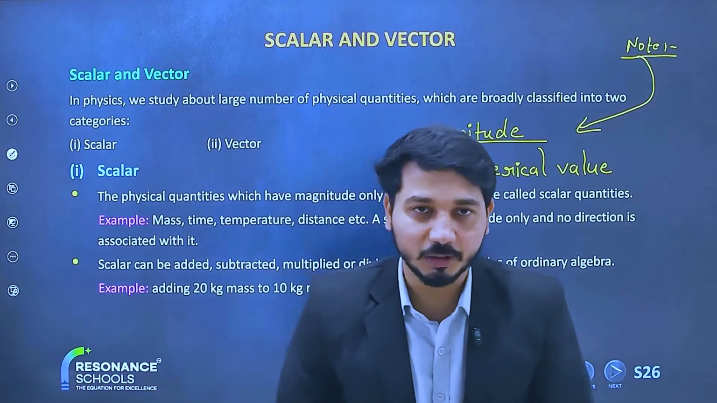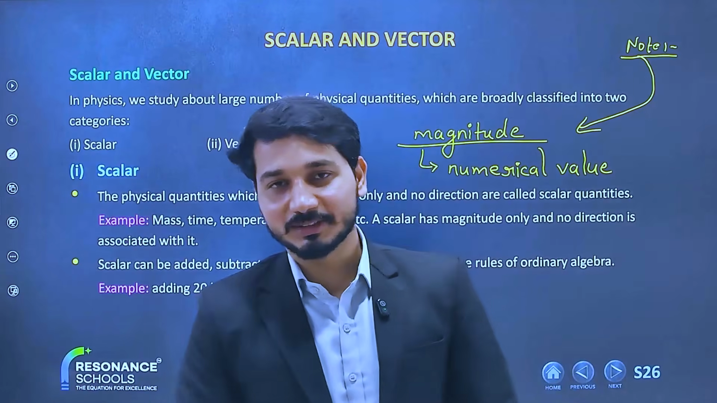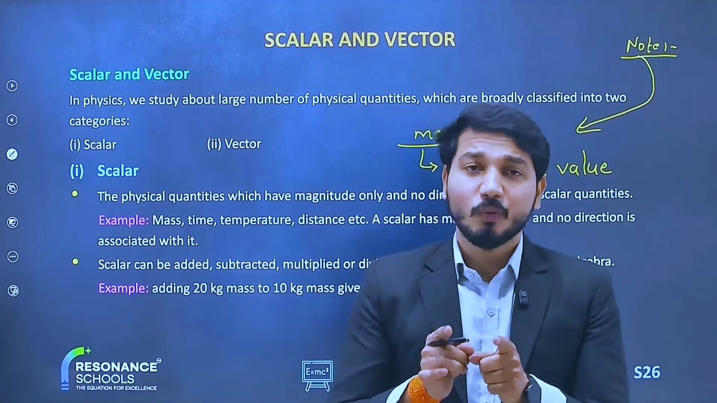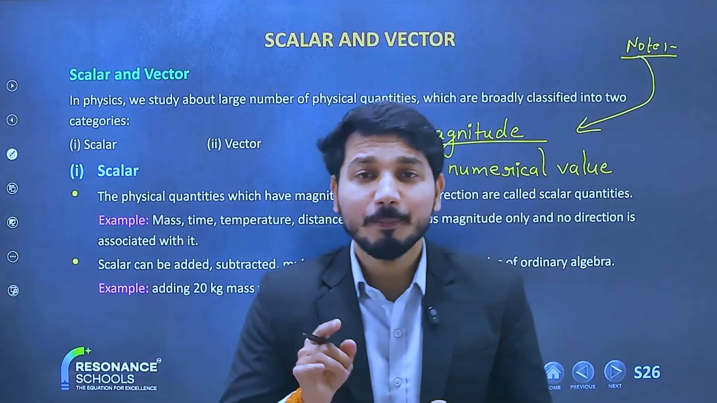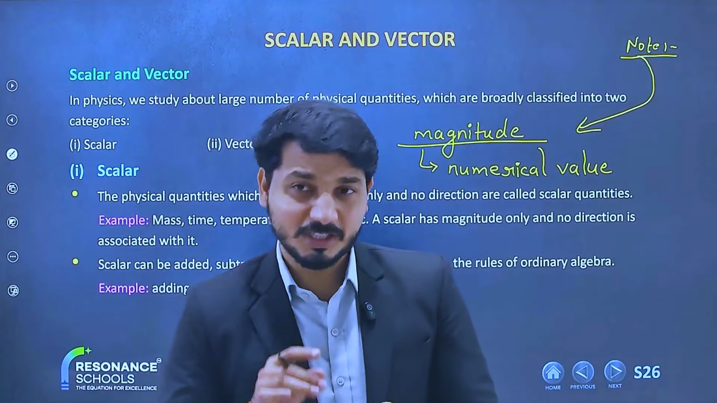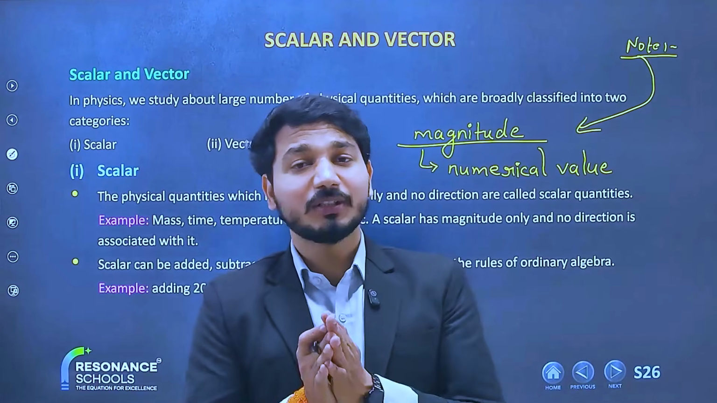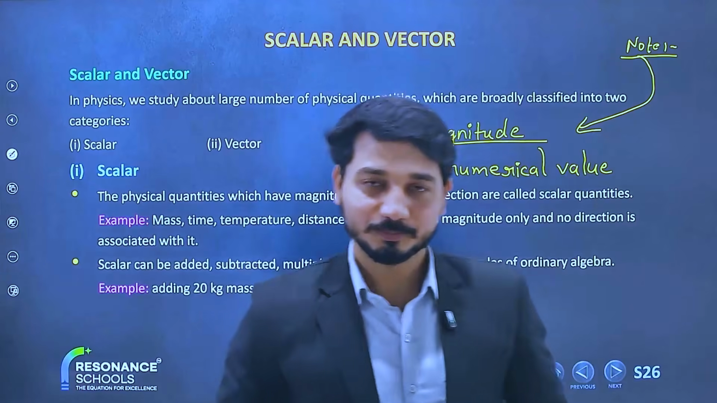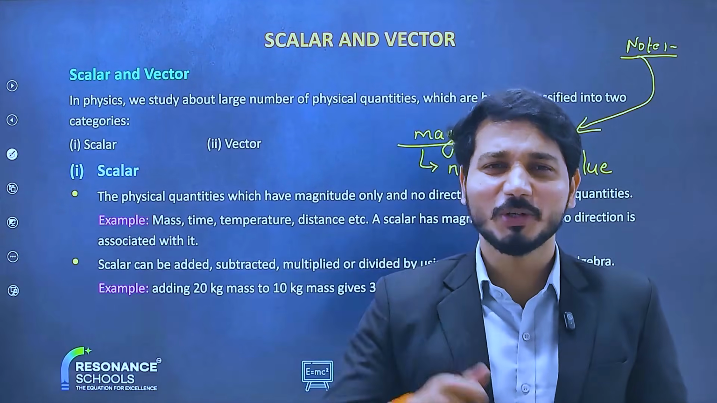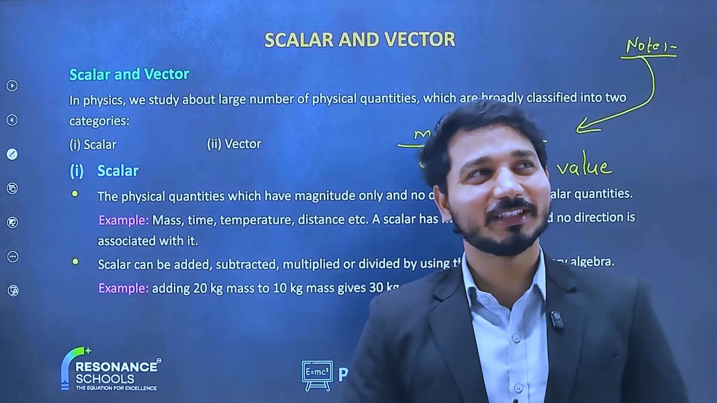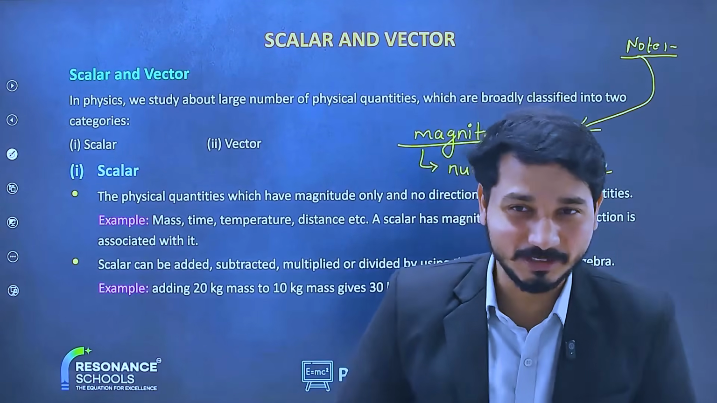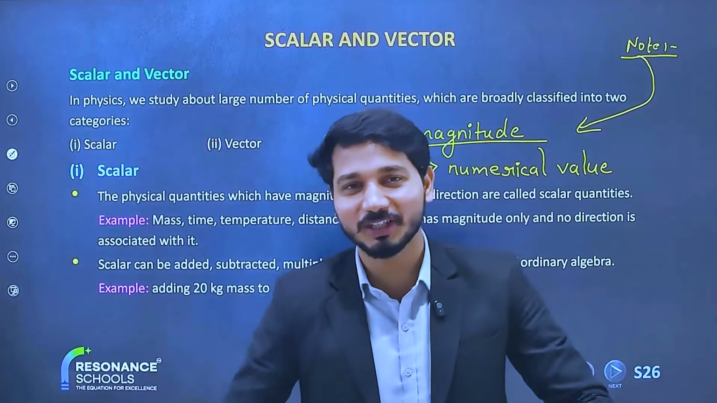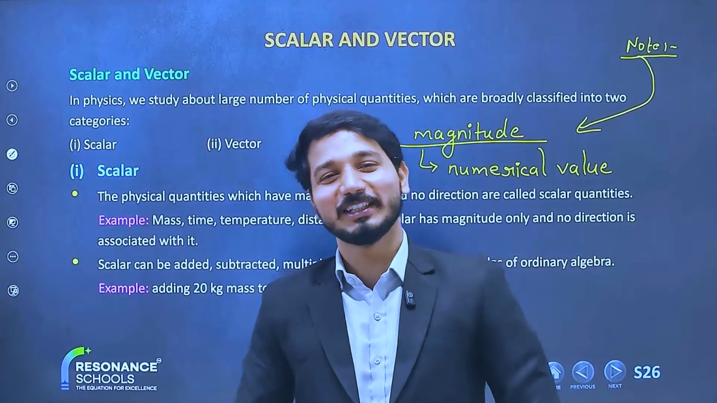Now coming to scalar quantities. What are scalar quantities? Very simple to understand. The physical quantities which have only magnitude but no direction are called scalar quantities. For example, whenever you are going to buy any vegetable, I always take the example of vegetable because it's very simple to understand. It's common, we can correlate it with our day-to-day life. That is why I take the example of vegetable every time.